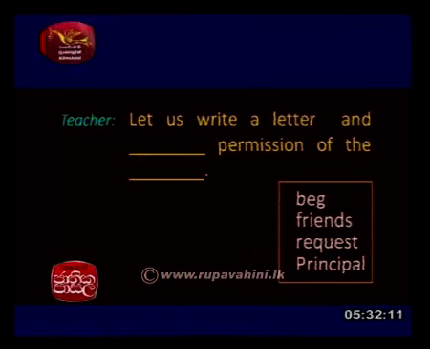The next one, the teacher. Let us write a letter and blank permission of the principal. Blank. Right, okay. What are the words given there? Beg, friends, request, principal. Right. So when you are organizing, you have to get permission from certain people. So here you have friends and principal, and beg and request as verbs. Let us write a letter and request. Yes, you can request permission. You don't have to beg for permission. The two words are both correct, but with the context, you don't beg for permission, but you request.